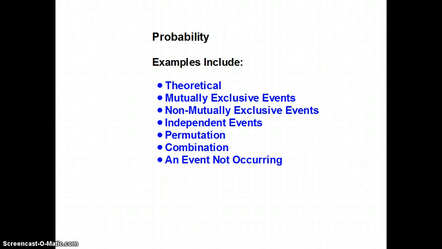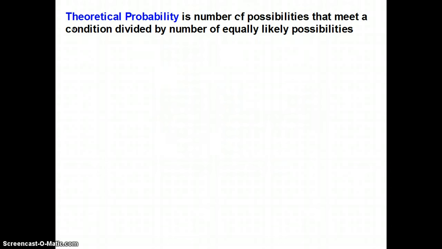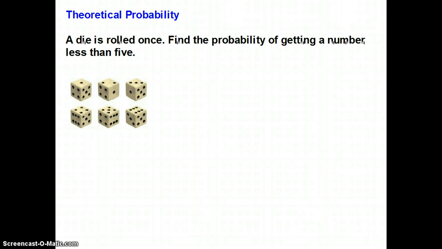We're going to cover the bullet points below with a bunch of different examples. So let's go ahead and get started with the definition of theoretical probability. It's the number of possibilities that meet a condition divided by the number of equally likely possibilities. Let's go ahead and get started with our first problem here.